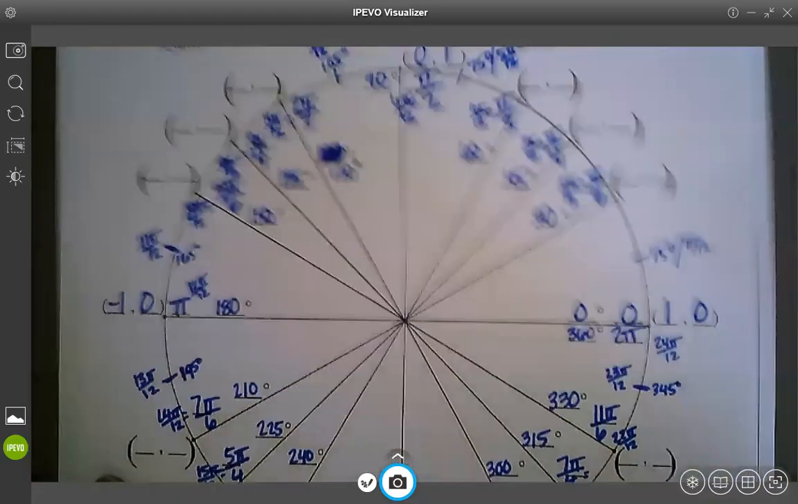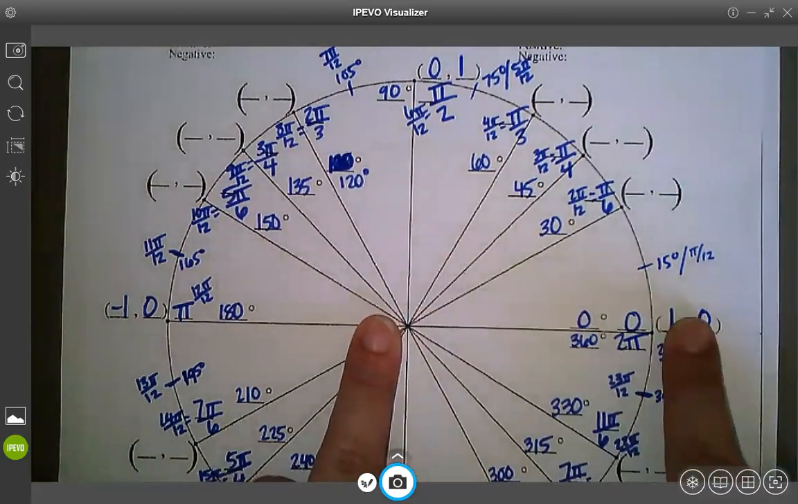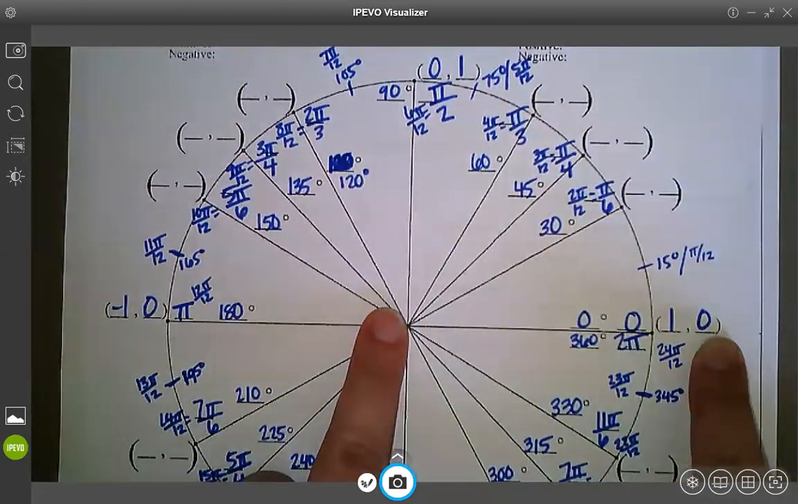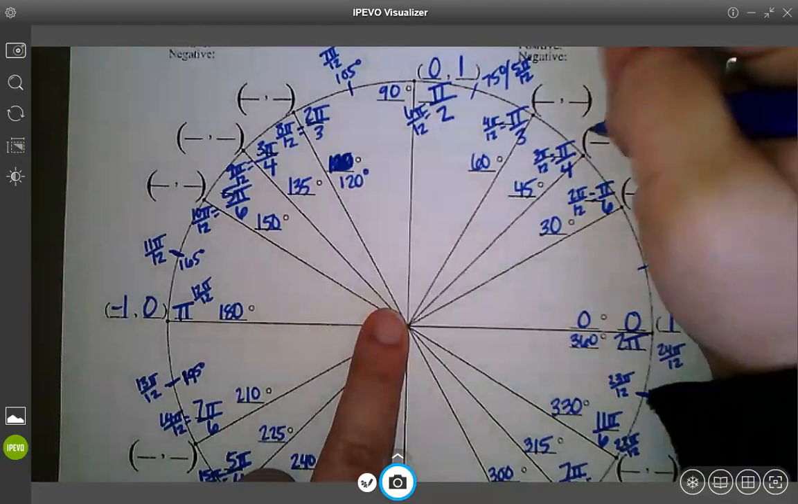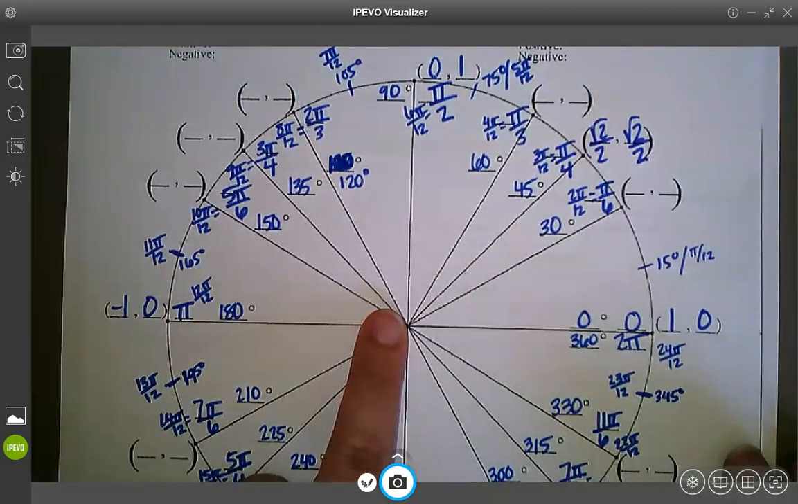And then the insides here, my middle angles are always √2 over 2, √2 over 2. You just have to look at what's positive and what's negative. In the first quadrant, x and y are both positive, so it's going to be √2 over 2, √2 over 2. And I can prove this to you someday if you want, but for now, for the sake of time, we're just going to push through.